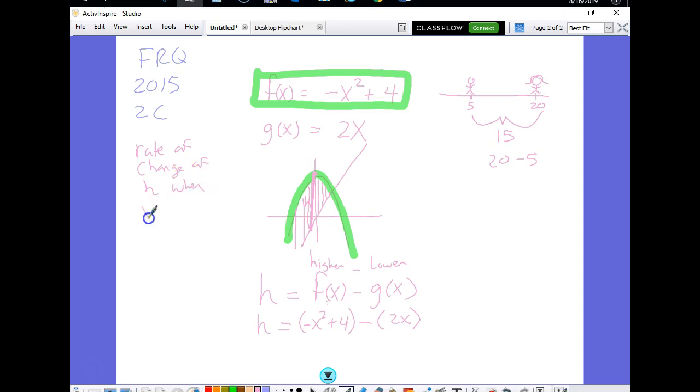Now the question is, suppose I were to ask you, find me the rate of change of h when x equals 0, let's say. How fast is the distance between those two functions changing when x equals 0? Well, that's just a fancy way of saying what is the rate of change of h with respect to x when x equals 0. In other words, we want to find the derivative and plug in 0, right?